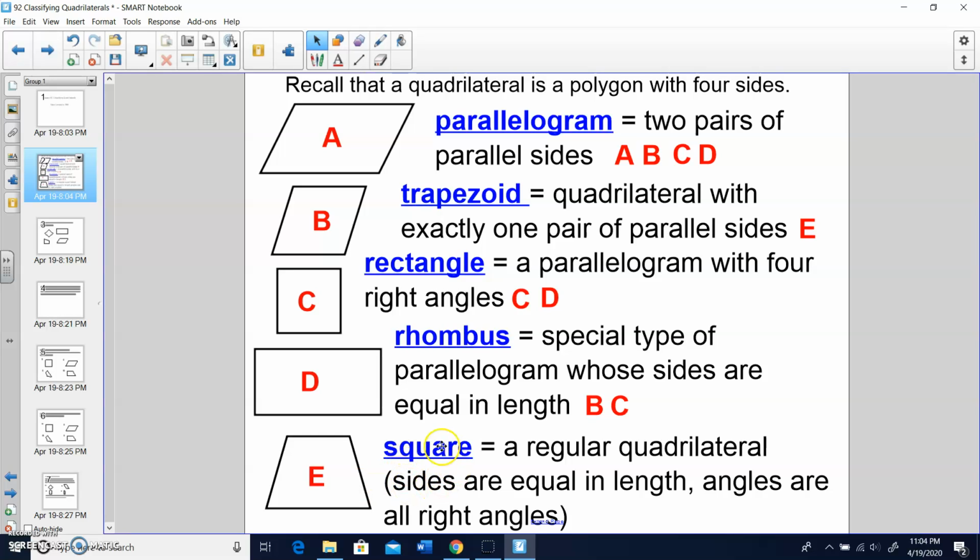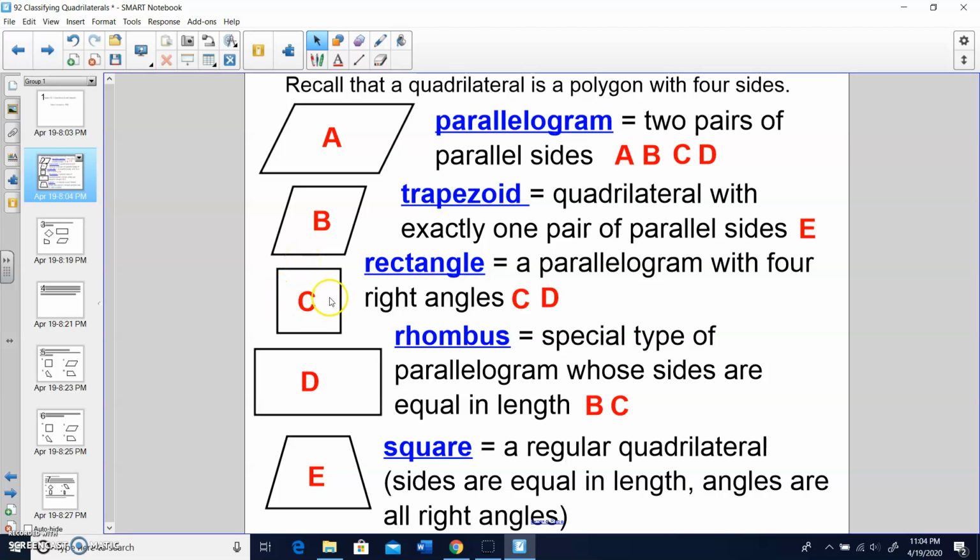Okay, looking at the last definition, a square, which I think you're familiar with what a square looks like, but the definition of a square is a regular quadrilateral. So that means that all sides are the same length and all angles are right angles. The angles are the same, the sides are the same. So is A a square? No, it doesn't have right angles and the sides are not the same length. Is B a square? No, because the angles are not right angles. The sides are the same length, but the angles are not right angles.